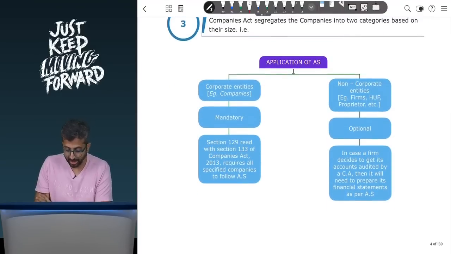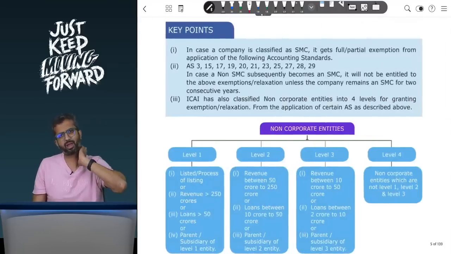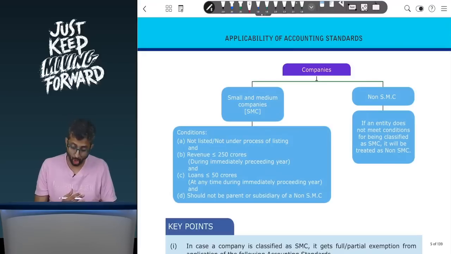So applicability of Ind AS to corporate entities is mandatory. For non-corporate entities is optional. If they want to see a certificate or a report, then they will have to probably get their accounts audited and follow AS. Now for companies, there is two segregation. There is small and medium companies and there is non-SMCs.